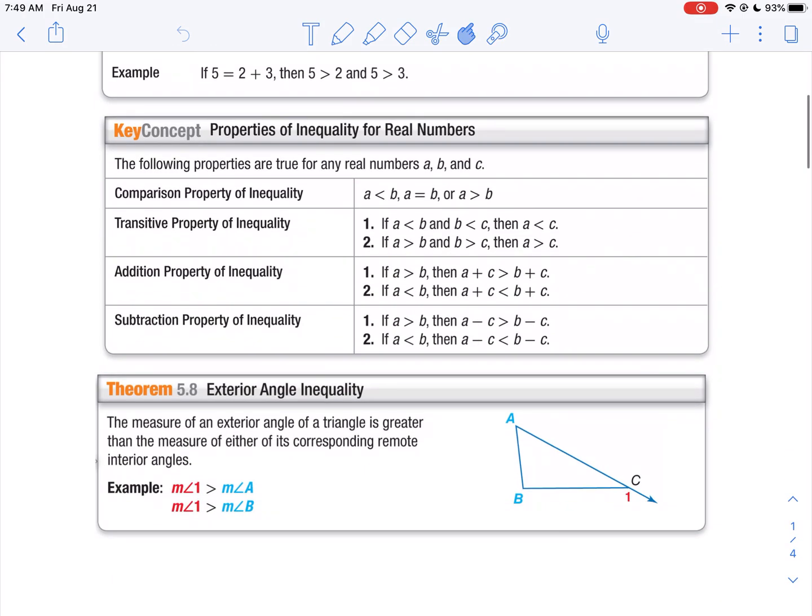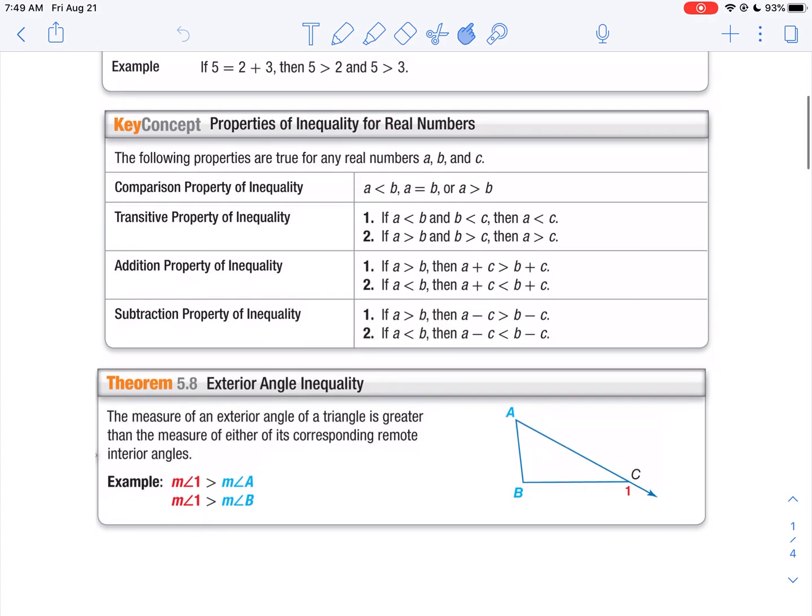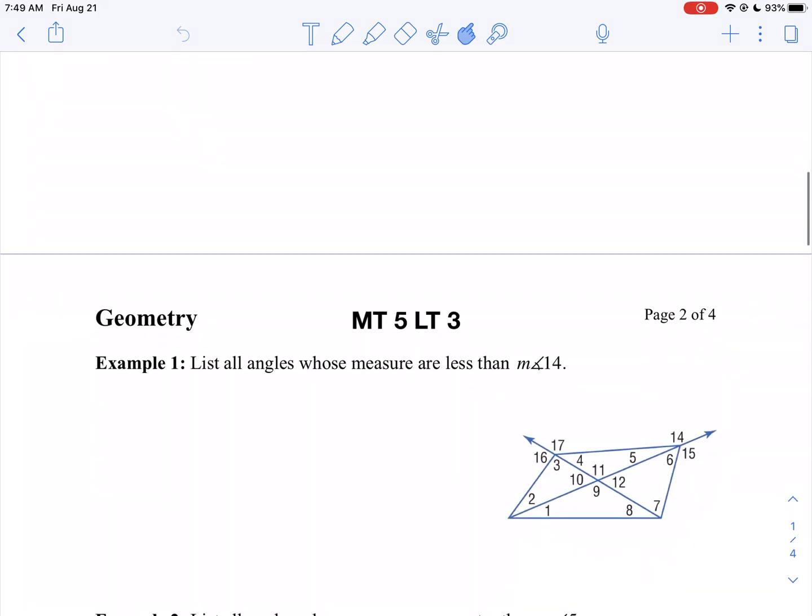The exterior angle inequality of a triangle. Well, what we just said by the definition of an inequality, I know the exterior angle of a triangle, I know angle 1 is equal to angle A plus angle B. Well, if that's true, then angle 1 is greater than angle A, or angle 1 is greater than angle B. That's all we're saying. So we can apply that in a couple of properties here.